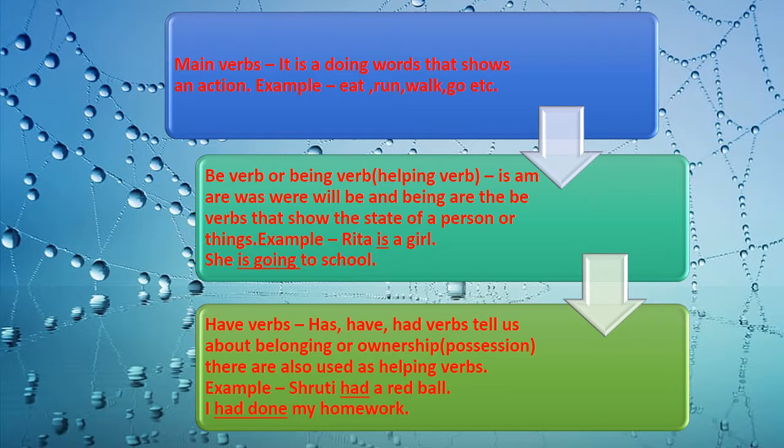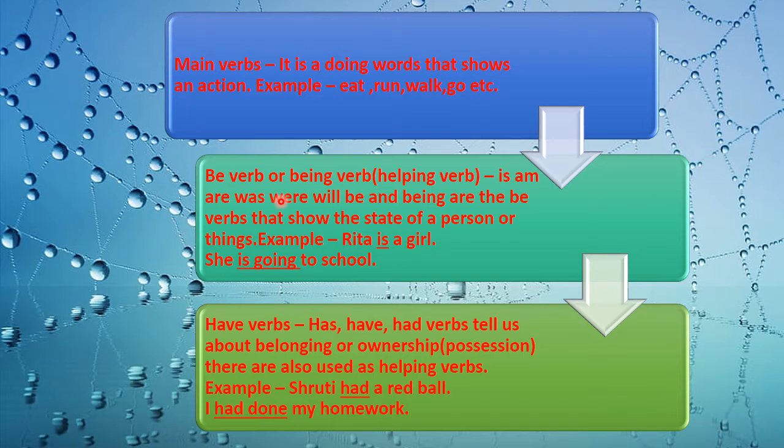So students, as discussed in our previous classes, there are three types of verb, that is main verbs, be verbs or being verbs, which we also call helping verbs, and have verbs. Earlier we learned about the main verb. We learned that it is a doing word that shows an action. For example, eat, run, walk, go, etc. So the main verbs are the words that show an action, the doing words.